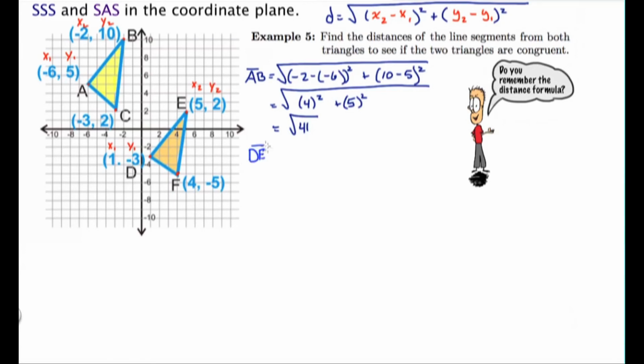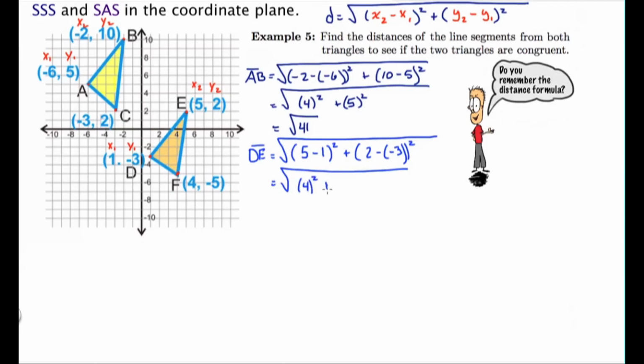So now I'm going to find the distance between D and E. Make my substitutions. Watch your signs here. And for this distance, we get root 41 also. So that means that segment AB and segment DE are congruent, which is a good start.